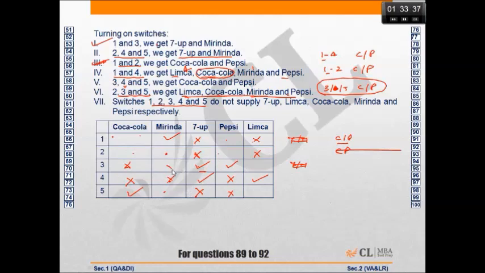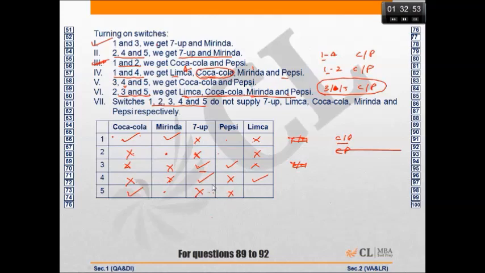So this also goes out. So 1 and 4 give us Coke. 4 does not have Coke, that means 1 will give me Coke. And if 1 is giving me Coke, that means 4 should give me Pepsi. I have made a mistake somewhere. For 1, 2 is Coke and Pepsi. 1 is Coke and 4 will be Pepsi.